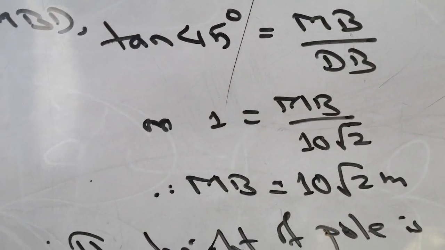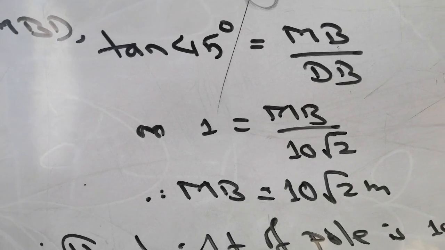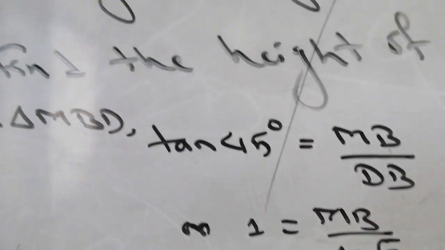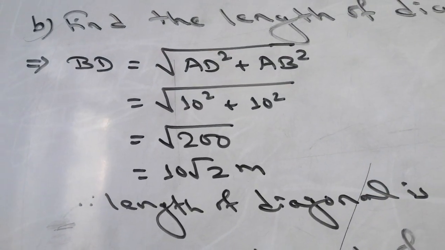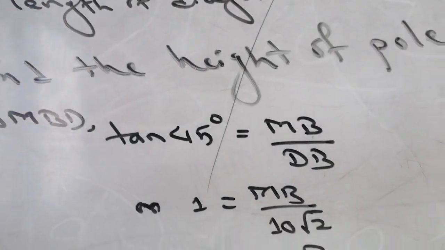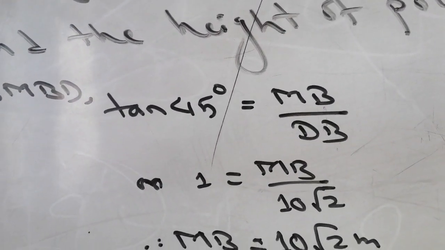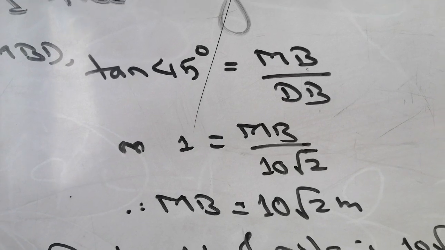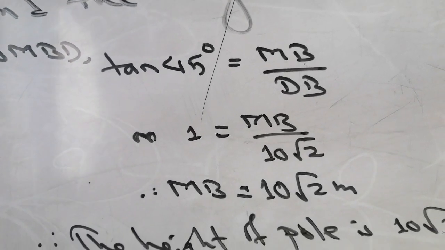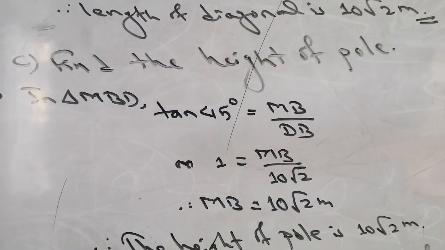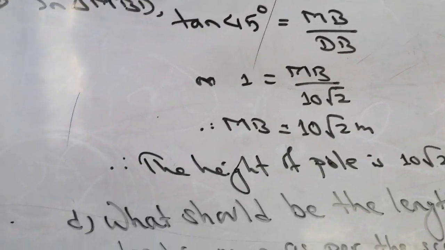Here the value of tan 45 is 1. DB we have just got from the previous part as 10 root 2. So replacing the value of DB as 10 root 2, and cross multiplying, we get MB also 10 root 2 meter. So the height of the pole is also 10 root 2 meter.